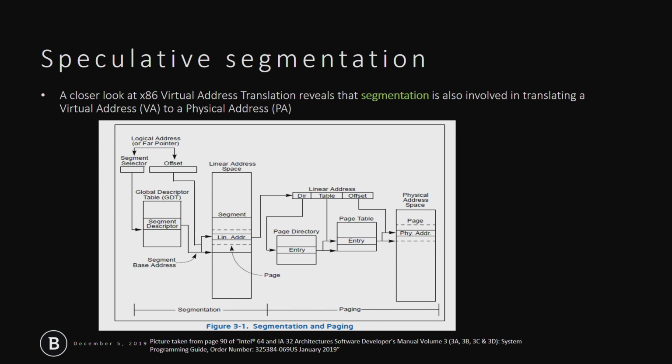Now, segmentation is used to compose a linear address from a logical address, which is composed of a segment selector and an offset into that segment. The segment selector is used as an index into the GDT, the global descriptor table, to select a segment descriptor which contains information about the segment, such as the base address and its access rights. Next, that base address is added to the offset and is used to form the linear address, which will be further translated via the page tables.